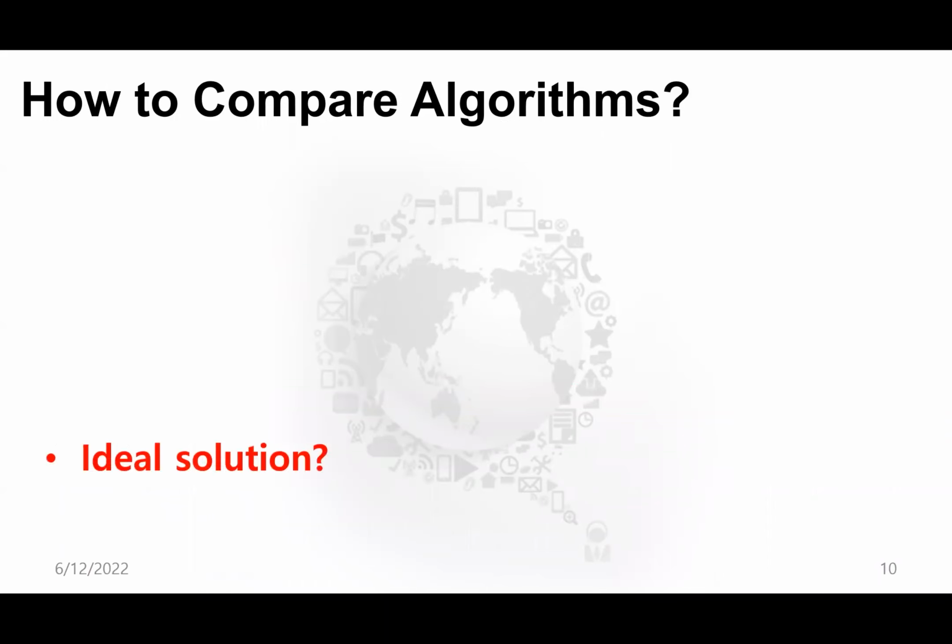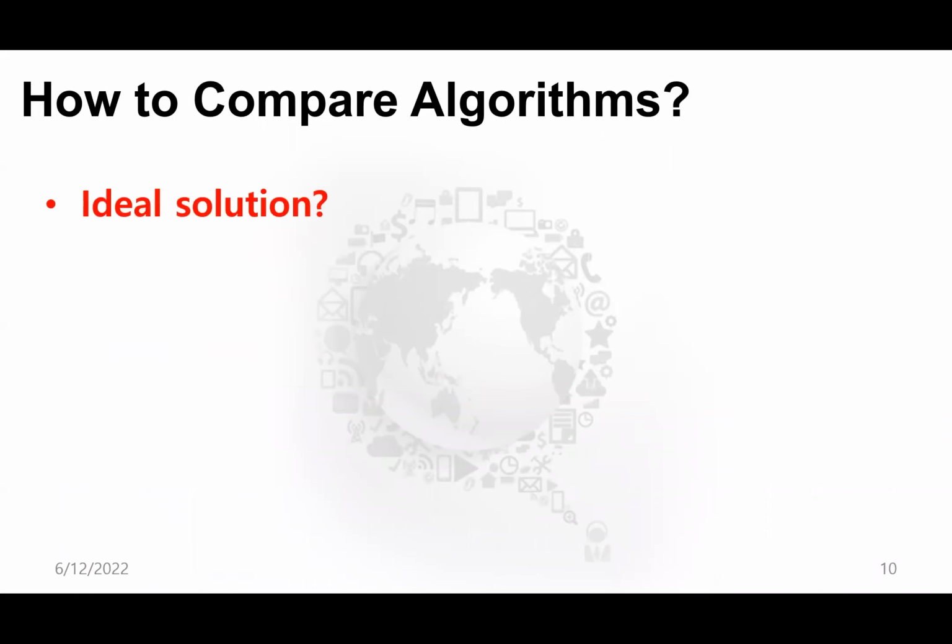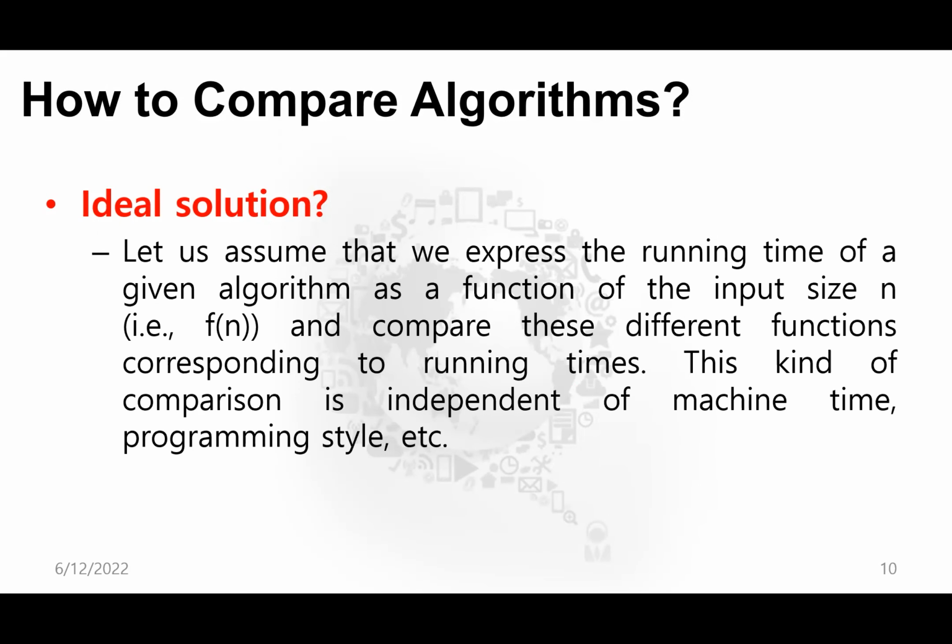Now, so what do we have as an ideal solution? What method are we going to use to compare the algorithms? Let's look at this. Assume that we want to express the running time of our algorithm as a function with respect to our input size n of the data that we are going to process. Let's say we call it f(n). And we want to compare these different functions of the running times.